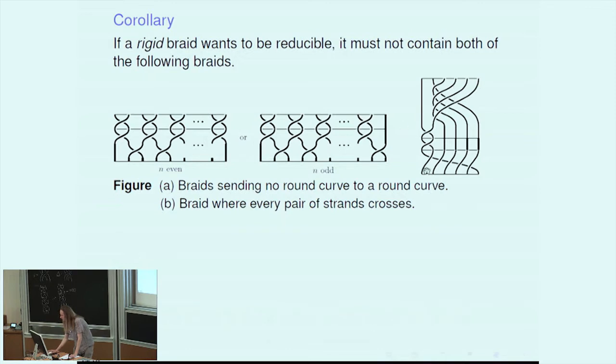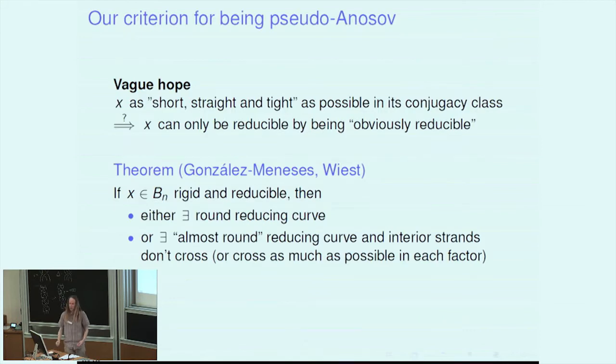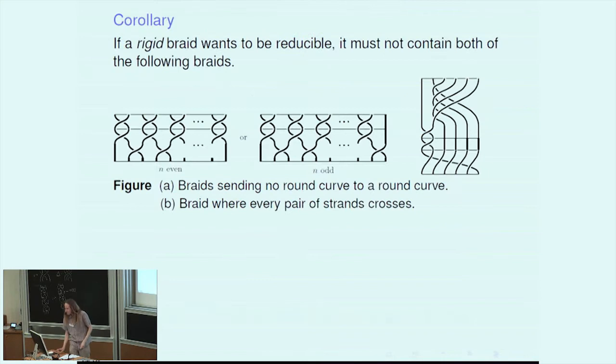And this second braid, well, every pair of strands crosses. So that cannot be part of a braid which preserves an almost round curve with all interior strands not crossing, because in this braid any two strands cross. Okay, so these two braids exclude exactly the two possibilities here. Just for rigid braids.